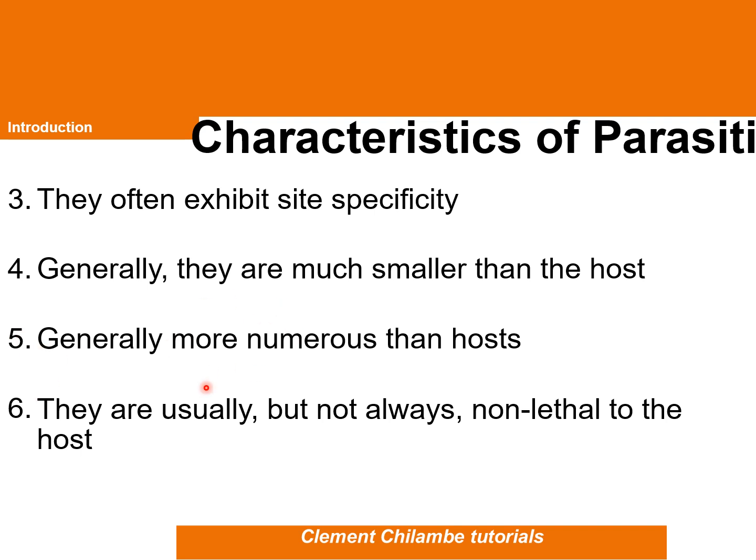Number 5, generally they are more numerous than hosts. So you are the host and you have these parasites. They are smaller in size, but in number they are actually numerous. Okay, that's why they are able to get the human infected, able to cause disease in the host, and also able to weaken the host.